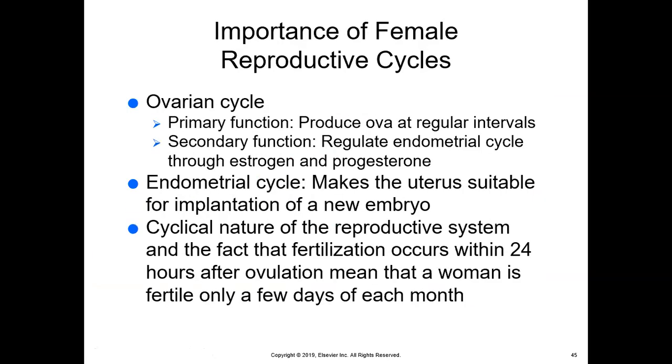Okay, let's see. So that's where we talk about the cyclical nature of the reproductive system, and the fact that fertilization occurs within 24 hours after ovulation, meaning that a woman is fertile only a few days of each month. As an interesting side note, some students would ask, well, can a woman actually have twins from two different men? And the answer to that is yes.